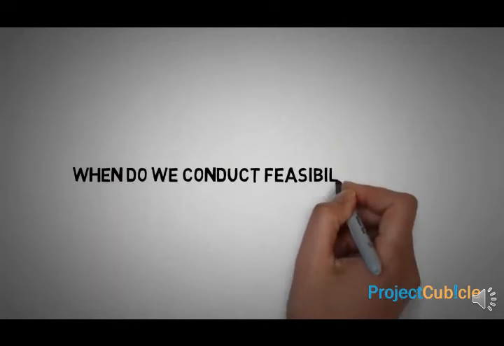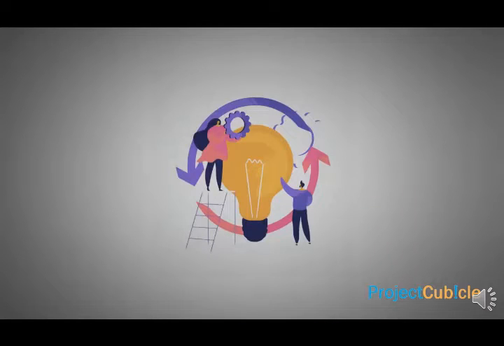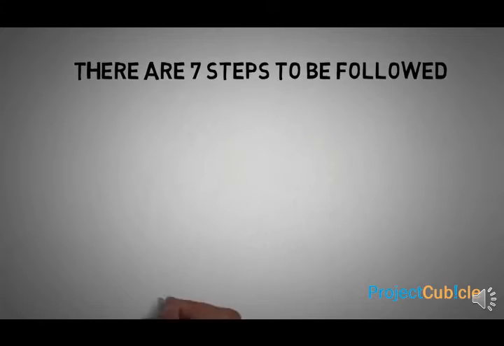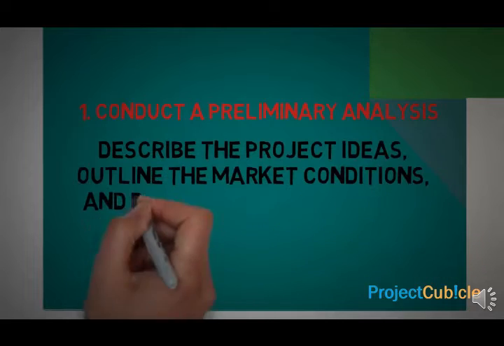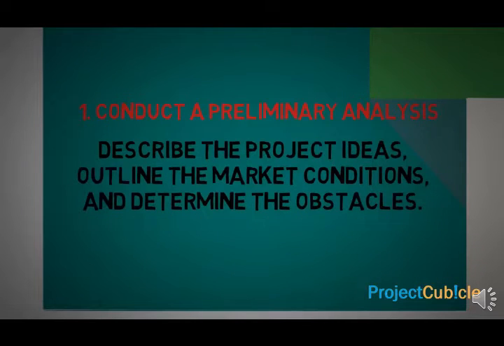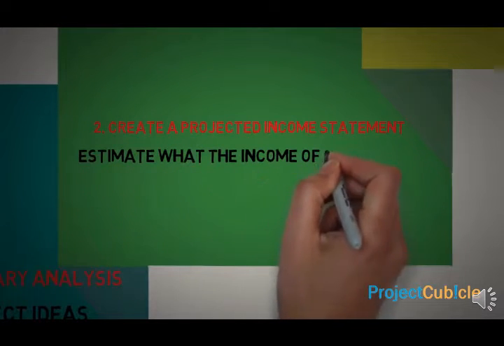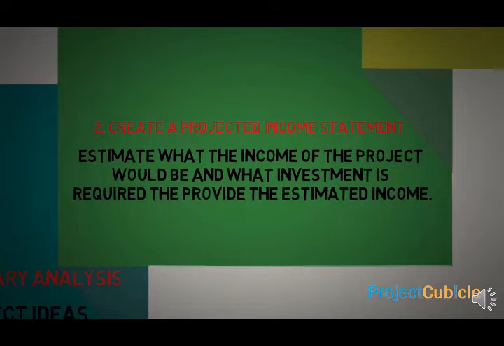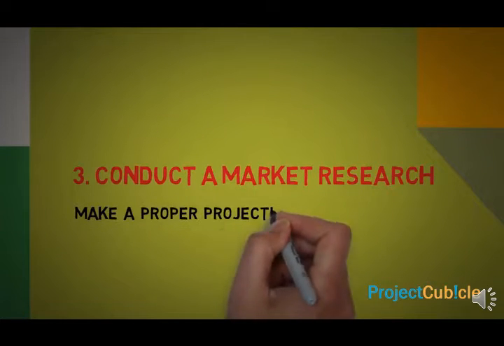When do we conduct a feasibility study? It is done during a project life cycle or after the business case. How to conduct a feasibility study? There are 7 steps to be followed. 1. Conduct a preliminary analysis. Describe the project ideas, outline the market conditions, and determine the obstacles. 2. Create a projected income statement. Estimate what the income of the project would be and what investment is required to provide the estimated income. 3. Conduct a market research. Make a proper projection of the incomes.